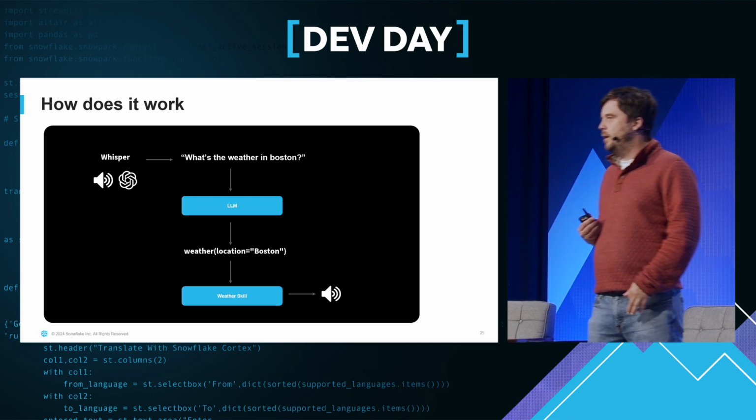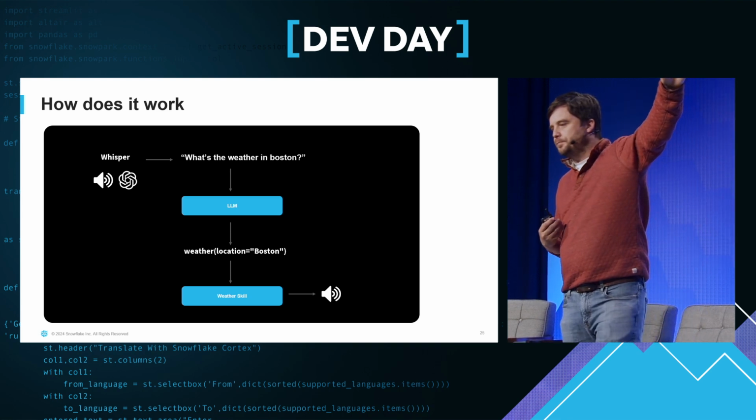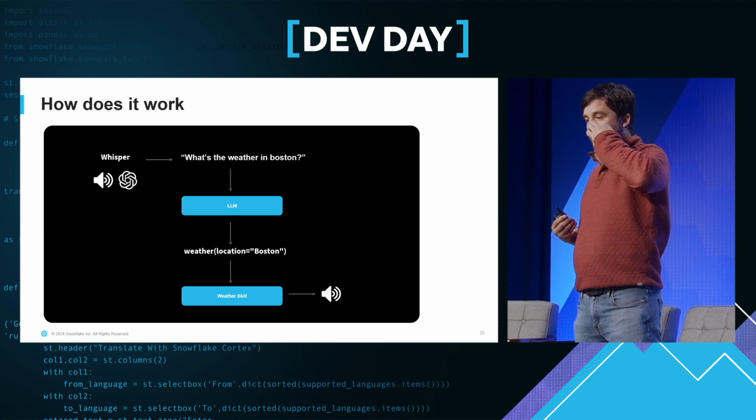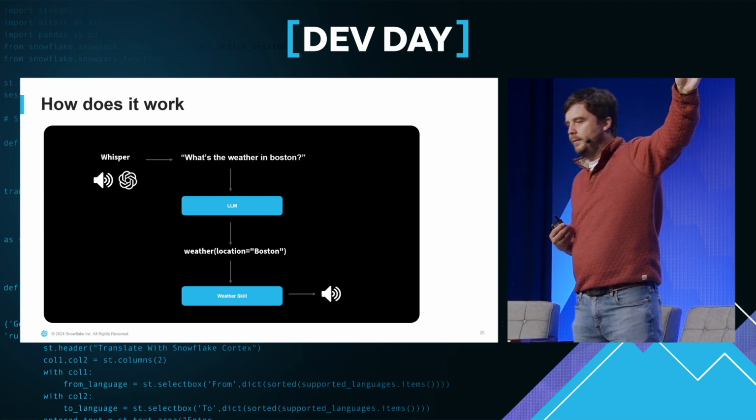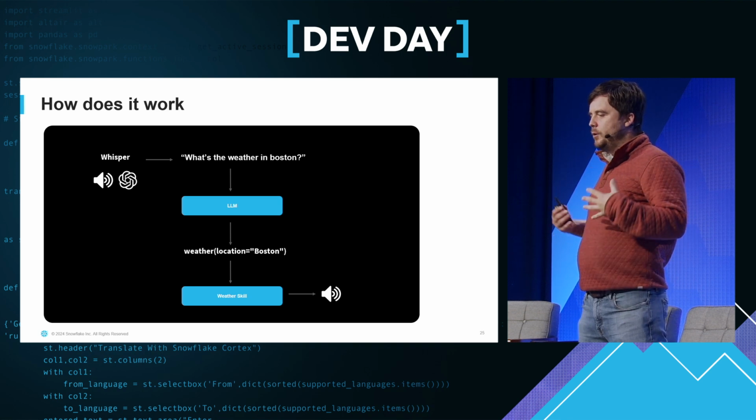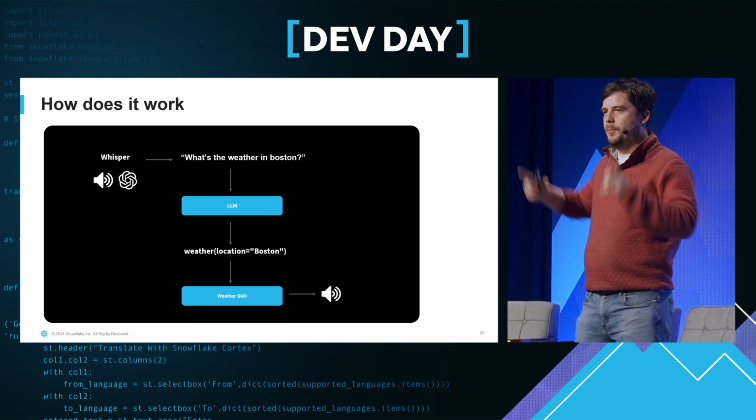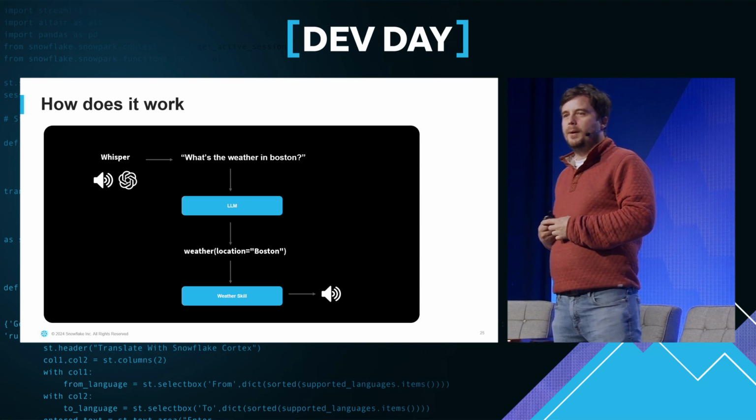So my architecture here, I used OpenAI Whisper, open source model, to synthesize the speech. This works super well. So my daughter asked, what's the weather in Boston? And it gets that. But then how do you go from what's the weather in Boston to code, right? And here I wanted to say weather, then in parentheses location equals Boston to run my little Python script.